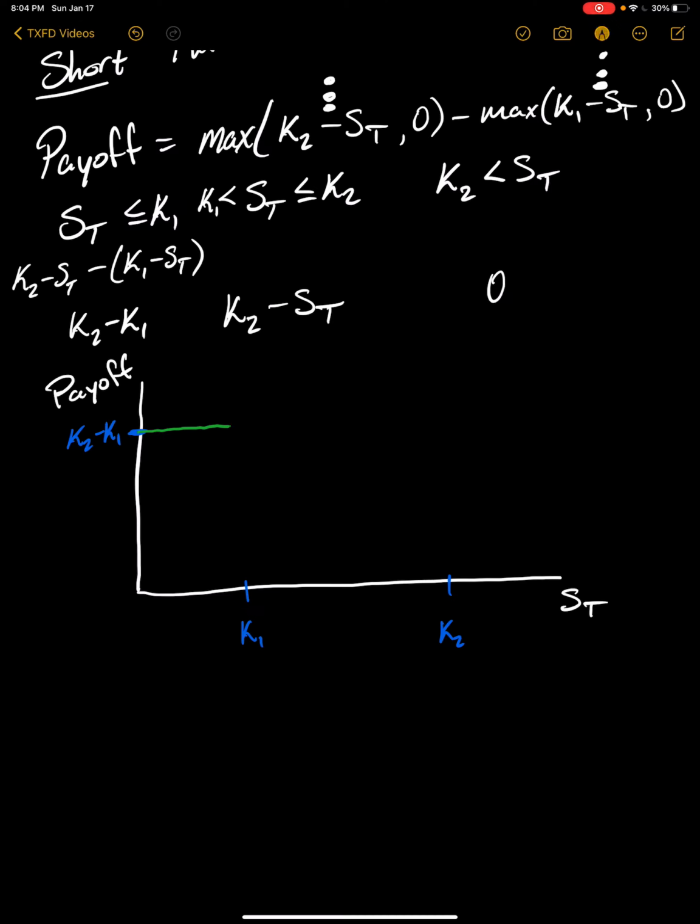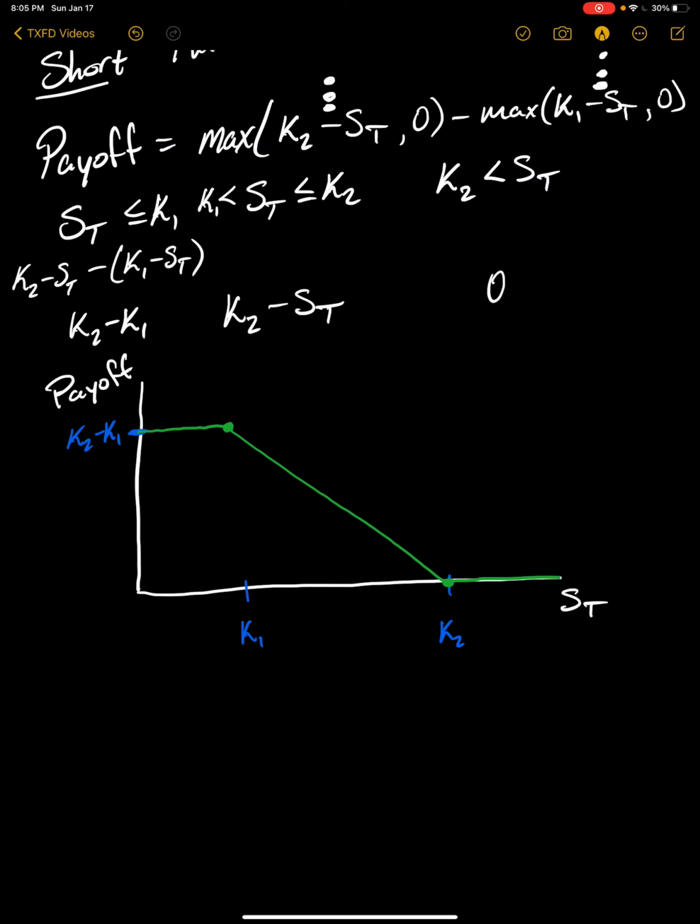Maybe I separated the two a little bit too much, but that's fine. So it's going to be decreasing in the stock price until we hit K2, and then we're going to continue at a payoff of 0 from that point there.